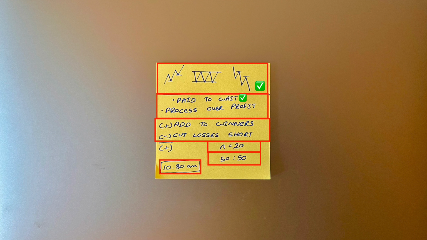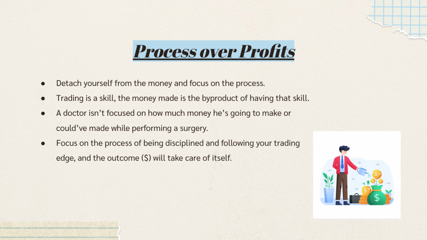Now, once we've waited and price finally comes into the zone we are hoping for, now it's time to execute. Process over profits means detaching yourself from the dollar amount in your account and focusing on the process of being disciplined to follow through your trading approach without hesitation, fear, or doubt.